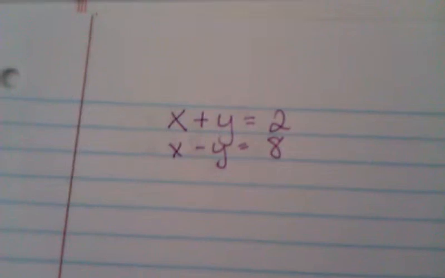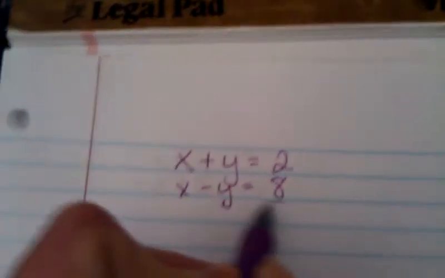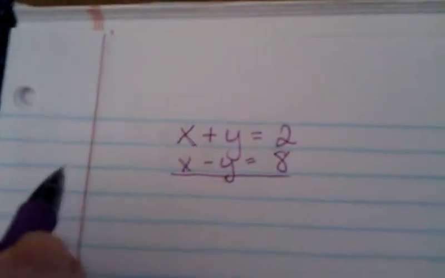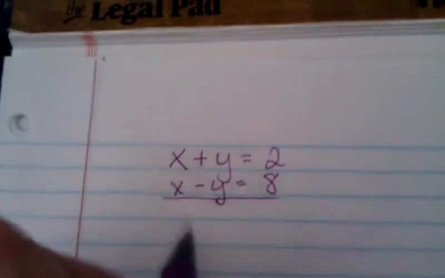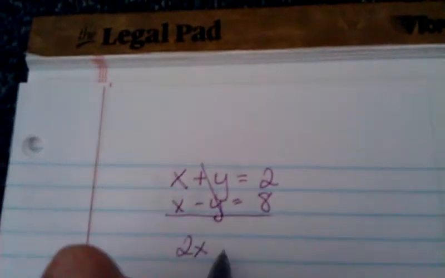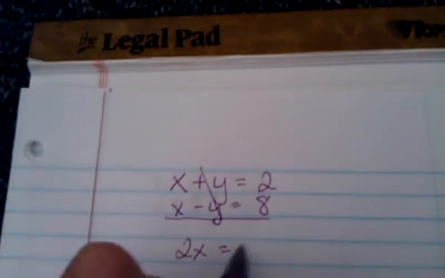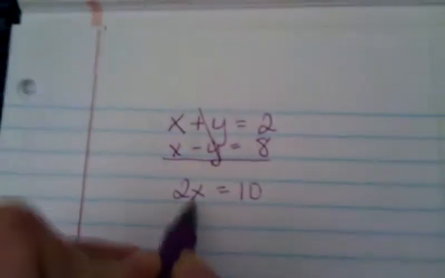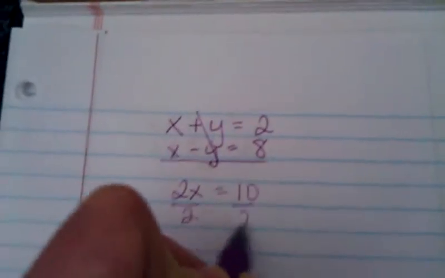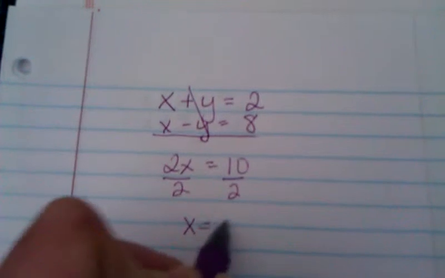Right here on the first one, I'm going to combine the two of them together, linear combination. x and x, 2x. The y's cancel out because y minus y is 0. 2 and 8 is 10. I will divide by 2. x equals 5.